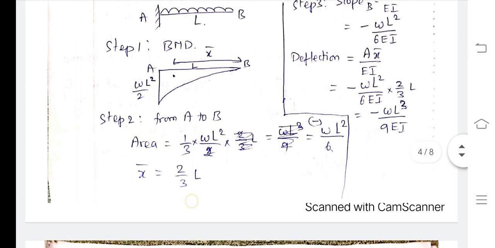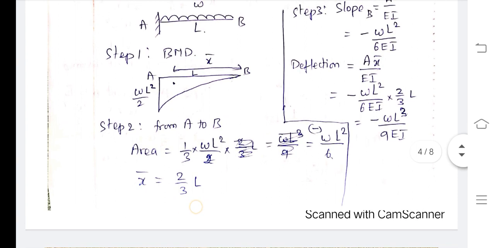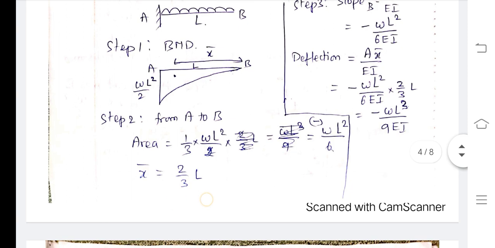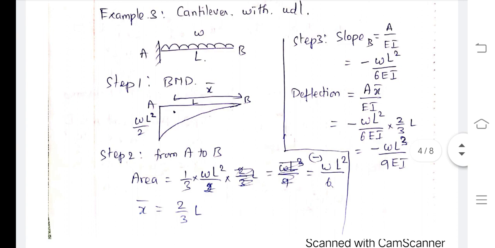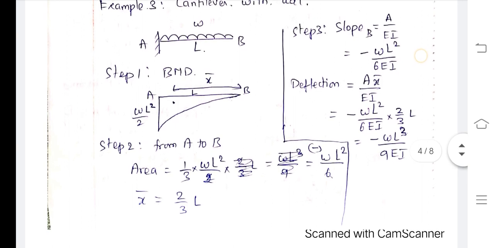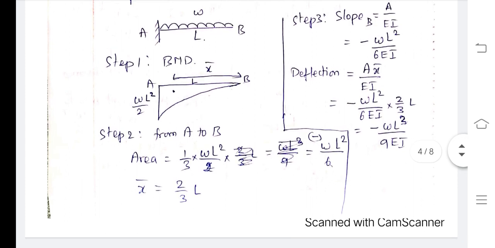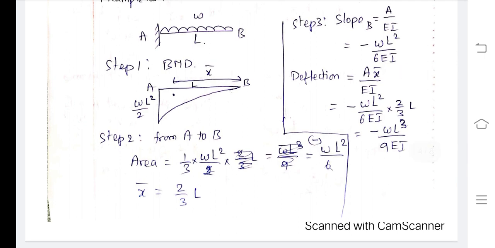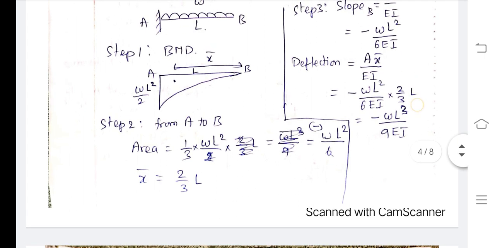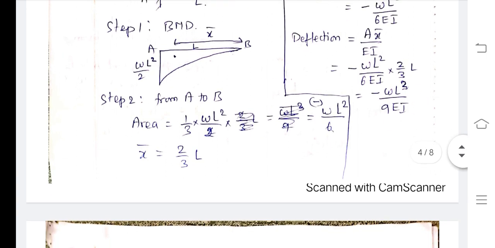and actually I have made a mistake here. The x bar is 3 by 4 of L. So here slope is A by EI, area is WL square by 6EI, and here x bar is 3 by 4 of L. Kindly change it. X bar is 3 by 4 of L. So here substituting 3 by 4, you will get WL cube by 8EI, not 9EI, it is WL cube by 8EI. This is deflection.